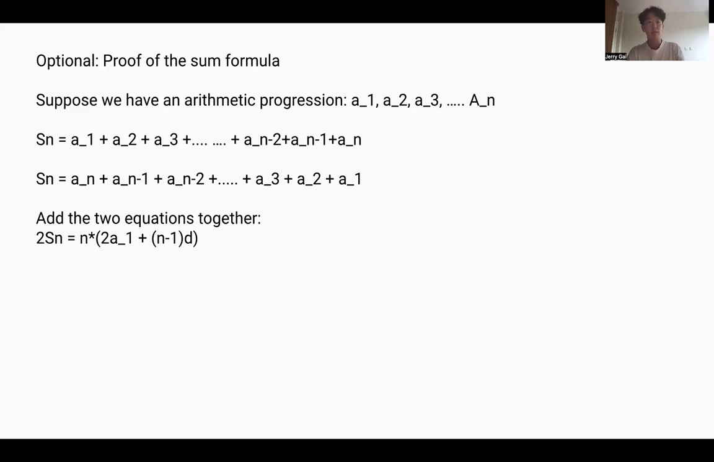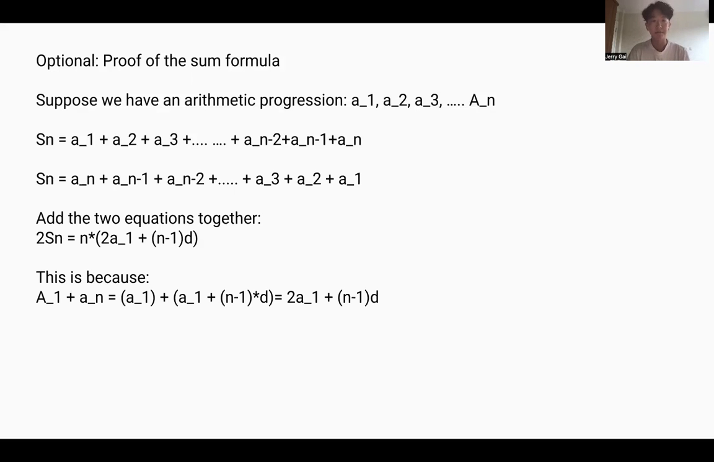Then if you add these two equations together, you get 2Sn is equal to n multiplied by (2a1 plus (n minus 1) multiplied by d). This is because if you add the first terms of the two equations, a1 plus an, then a1 is just a1, but an you can calculate using the standard formula: an is a1 plus (n minus 1) multiplied by d. Finally, you get a1 plus an is equal to 2a1 plus (n minus 1) multiplied by d.